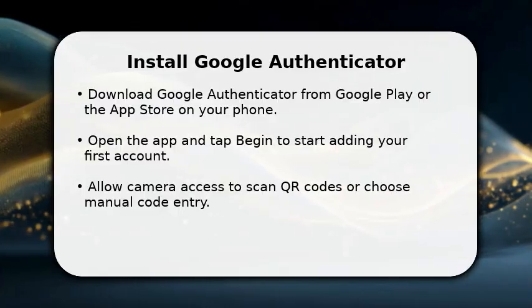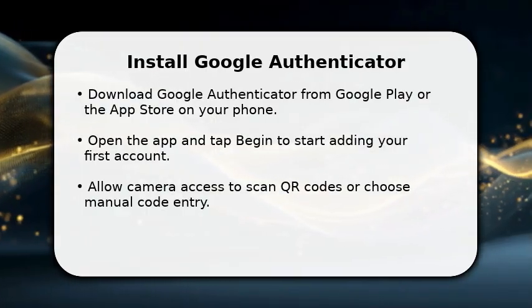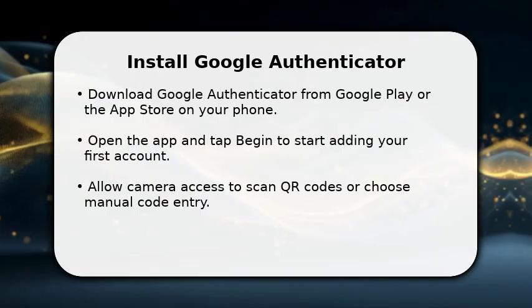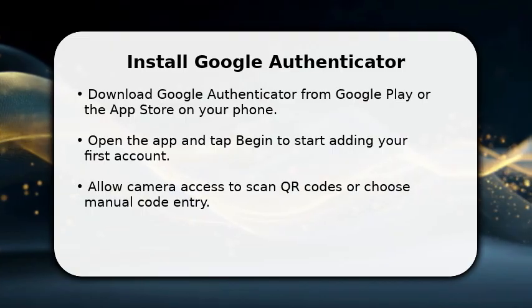Download Google Authenticator from Google Play or the App Store on your phone. Open the app and tap Begin to start adding your first account. Allow camera access to scan QR codes or choose manual code entry.